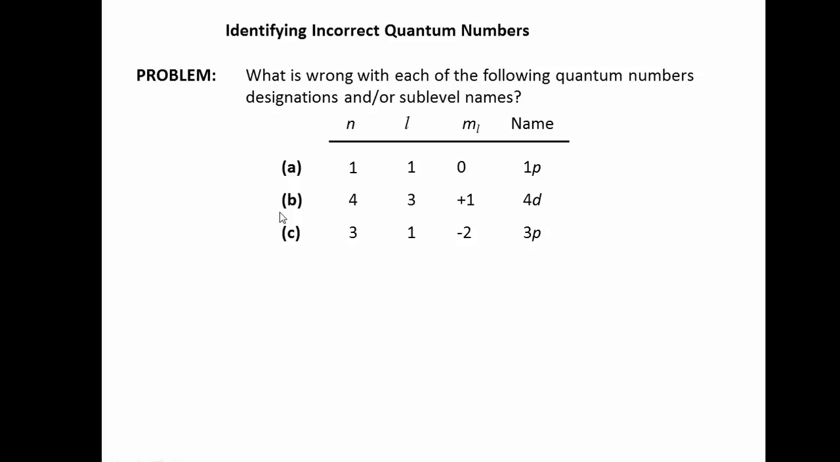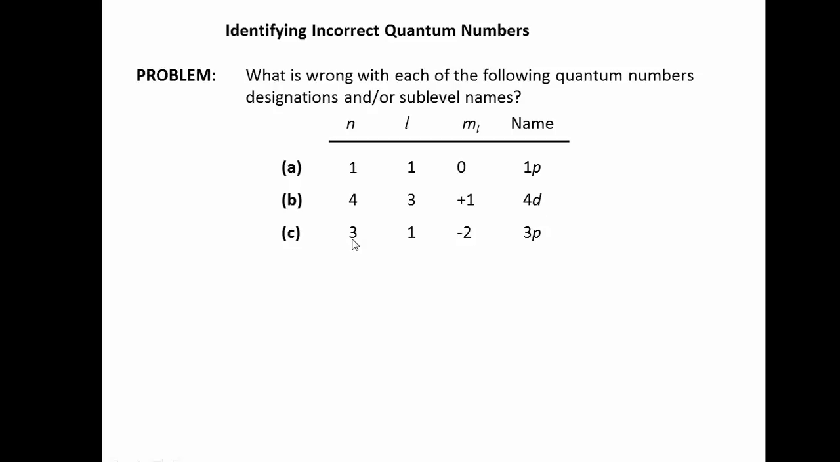All right, let's look at B. So we have n is 4, L is 3, and we have m sub L is plus 1. Okay, so all of these quantum numbers are allowed. The problem here is the name. If L is equal to 3, this is actually an f orbital, not a d orbital. So this should be a 4f. This orbital should be in the 4f sublevel.